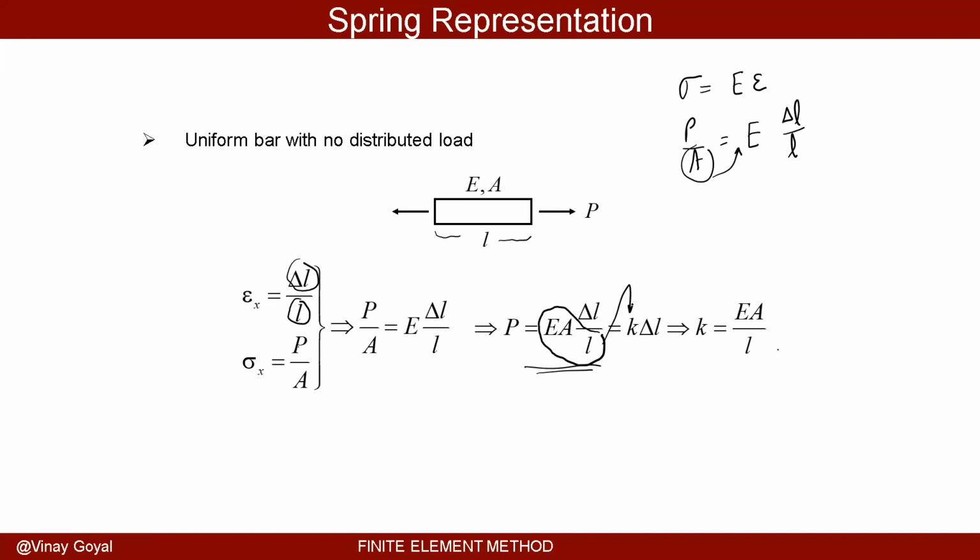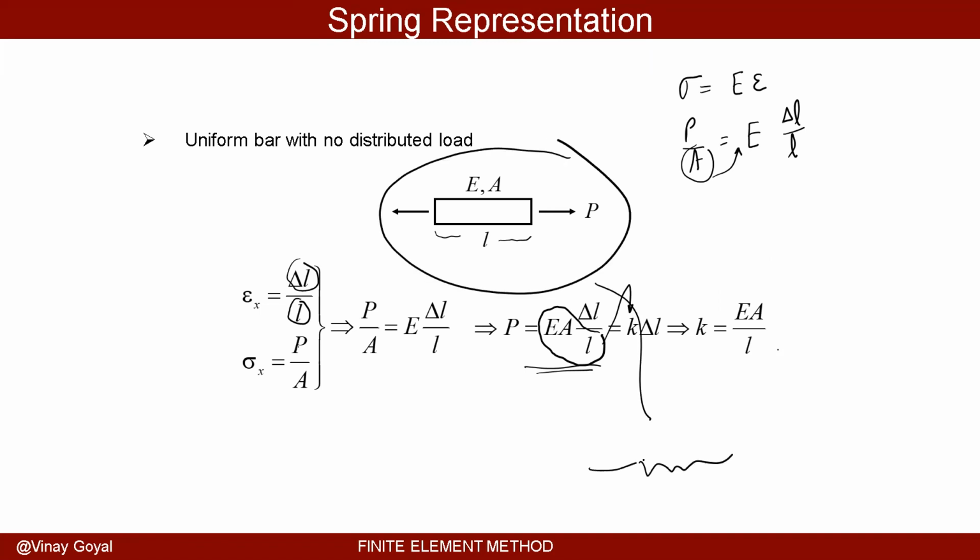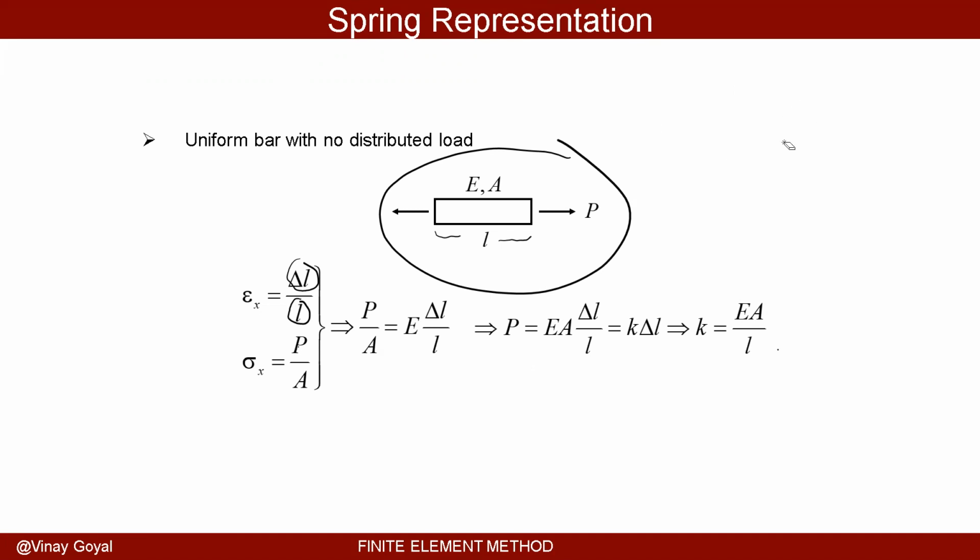So that's how I could idealize a bar that has its properties. I can idealize it as a spring that has a spring constant K by using that formula. If I know the modulus, the area, and the length of that bar, I can come up with a spring constant for the spring. I covered it earlier, but I didn't explain the derivation. This is the derivation, really quickly provided to you.